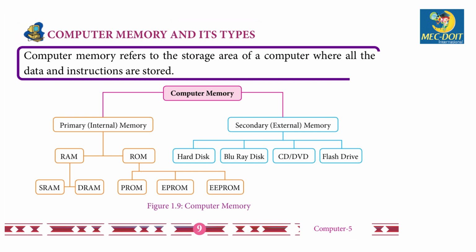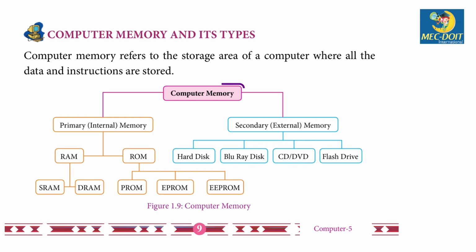Computer memory refers to the storage area of a computer, where all the data and instructions are stored. Computer memory: primary internal memory, RAM, ROM. RAM: SRAM, DRAM. ROM: PROM, EPROM, EEPROM. Secondary external memory: hard disk, Blu-ray disc, CD, DVD, flash drive.